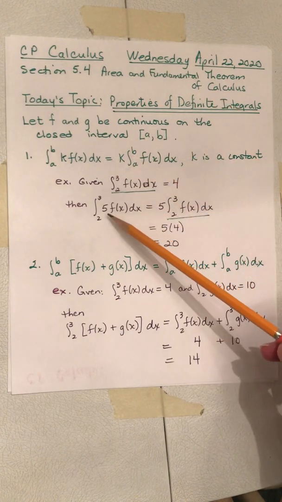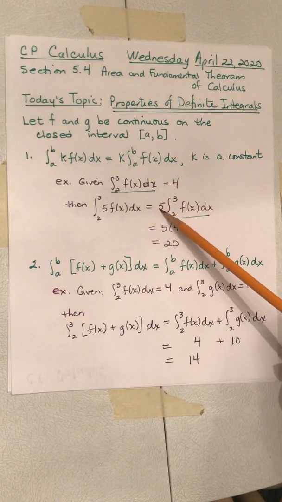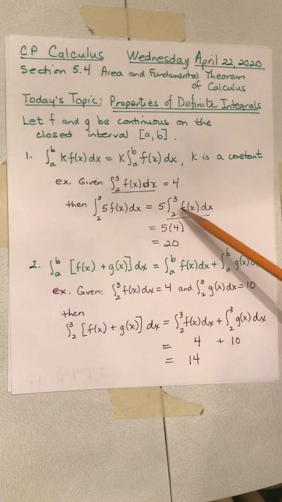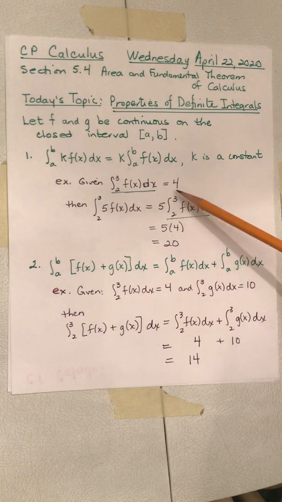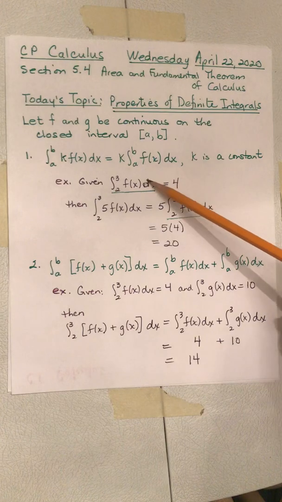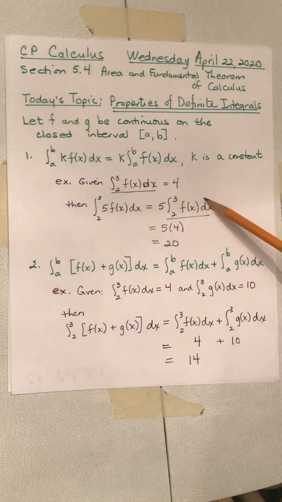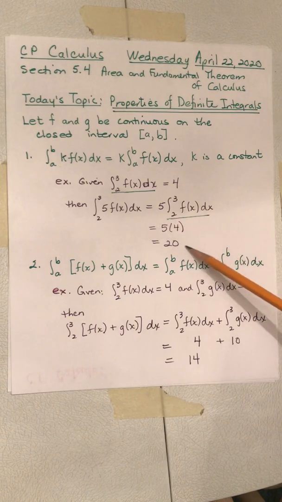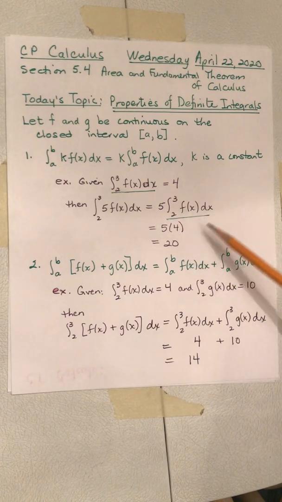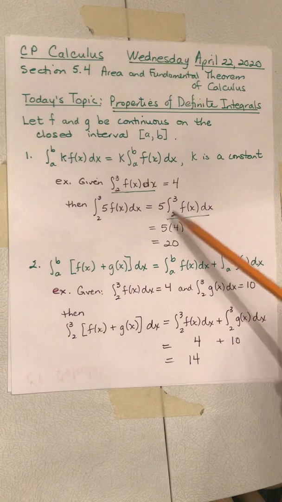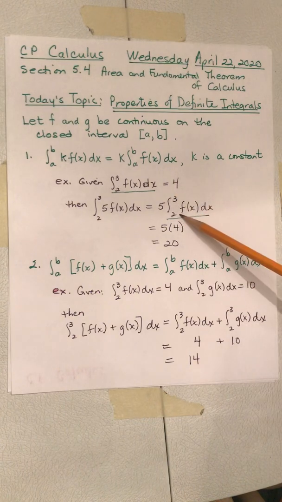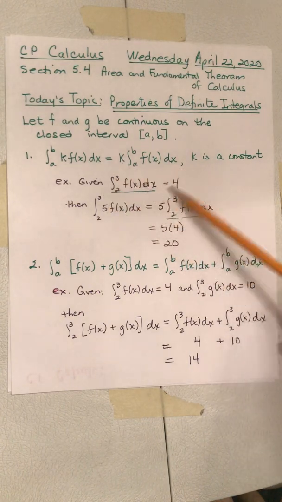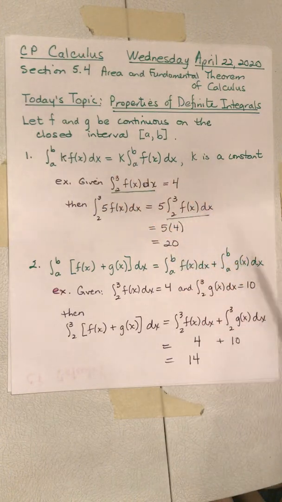You can take the 5 coefficient, pull it in front of the integral, and then you're left with the integral from 2 to 3 of f of x dx, which they gave us as 4. So we just end up multiplying 5 times 4, and the answer is 20. So we don't have to find any antiderivatives and plug in any upper limits and lower limits. We're just going to use what they give us and apply our rules.